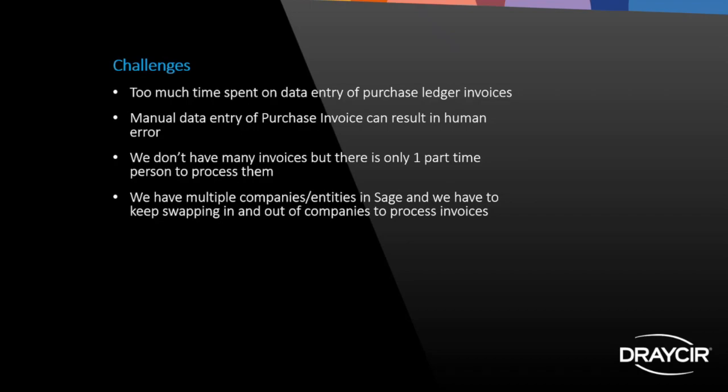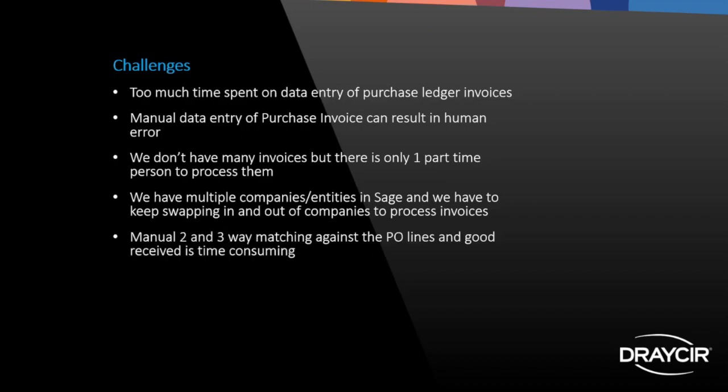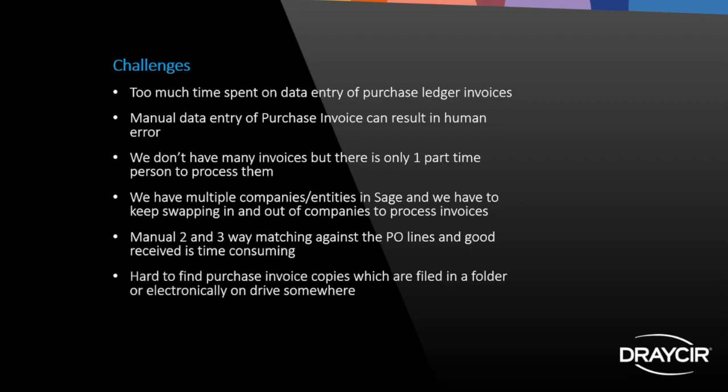Also, if you've got multiple companies, so multiple entities in Sage, you have to keep swapping in and out of the companies to process the invoices, which again is very time consuming. If you're using purchase order processing in Sage, of course, you've got that 2- and 3-way matching. So yes, you need to match it against the purchase order lines, and also check the goods have been received as well. Obviously that is then time consuming.